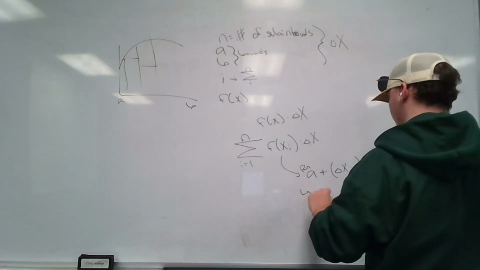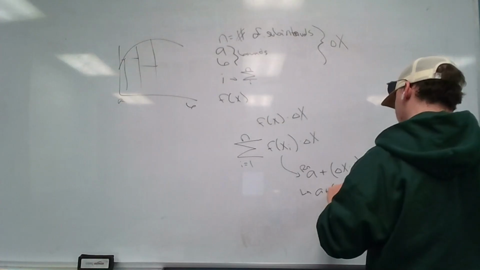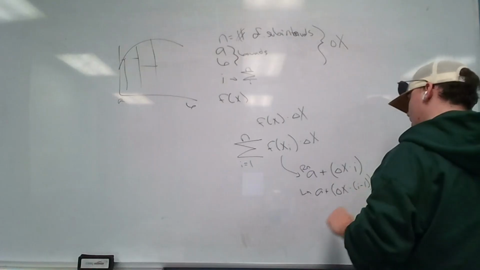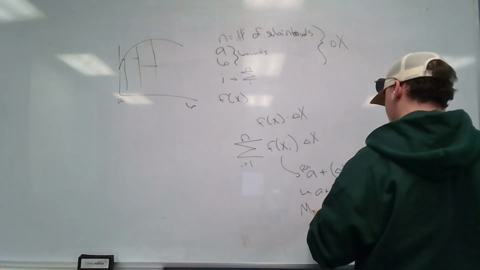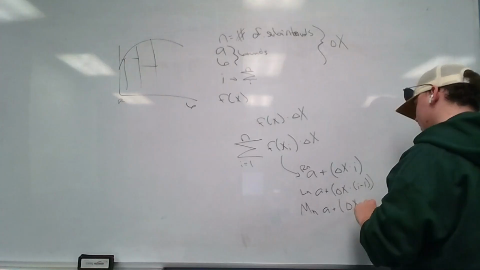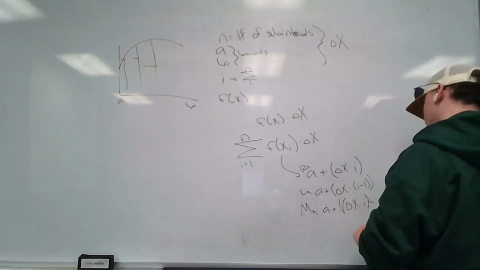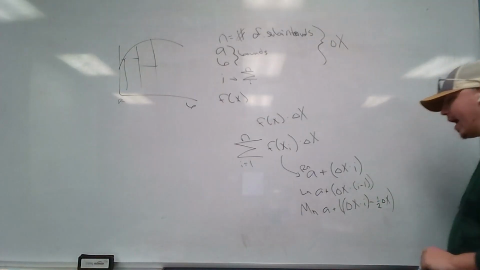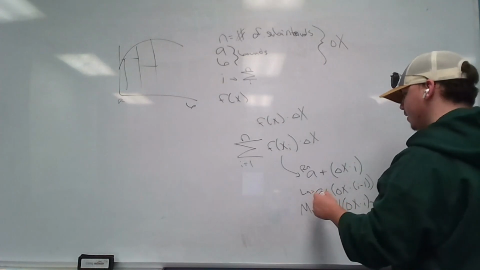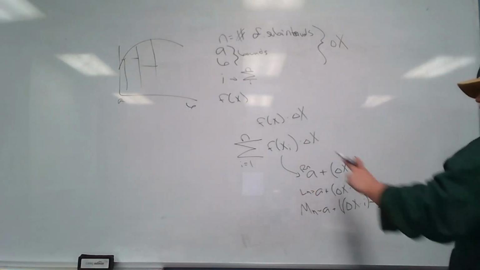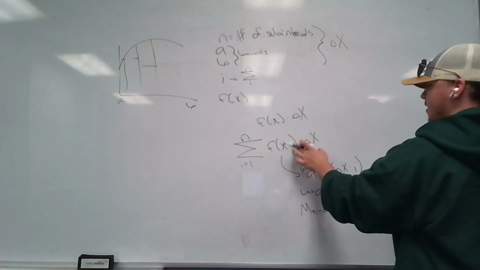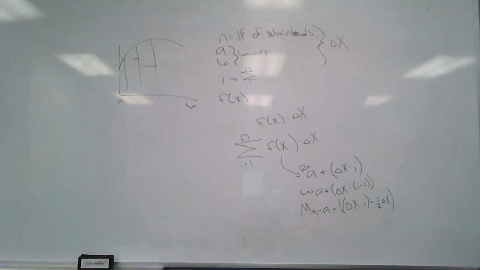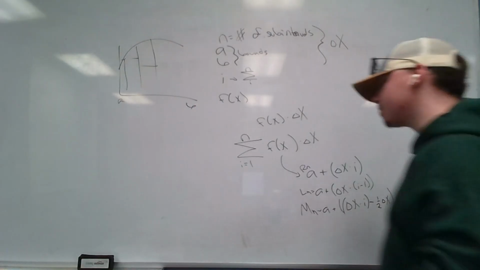The left hand would be a plus change in x times I minus 1. And finally, the midpoint would be a plus change in x times I minus 1/2 change in x. And yeah, that's what it would be. So what you have on the inside is the sum of base times height, and then the x that you're evaluating depends on which one you're doing. And so let's start applying that to some actual equations.